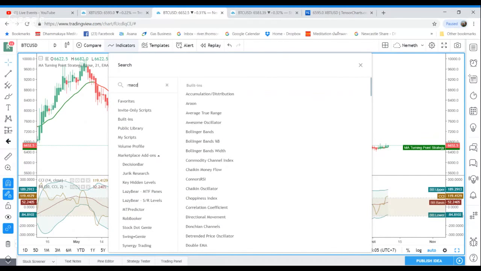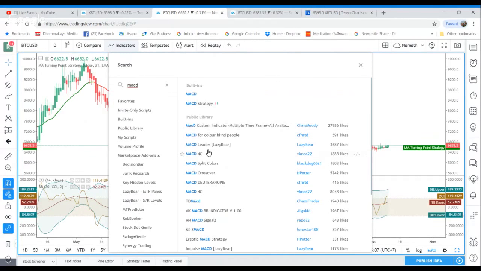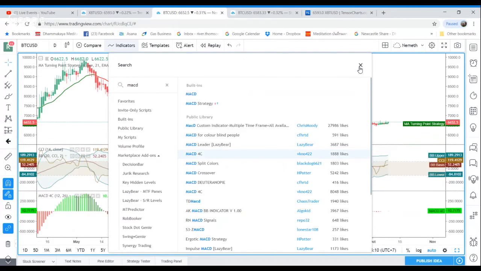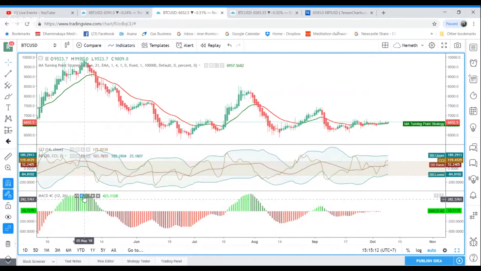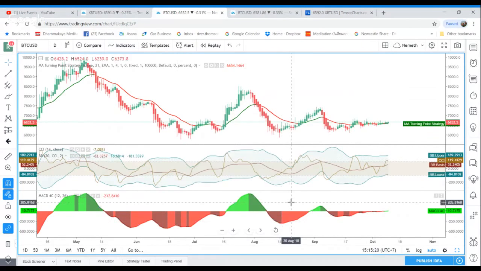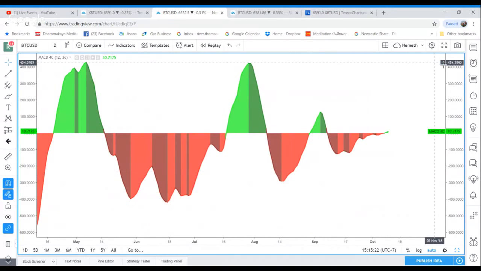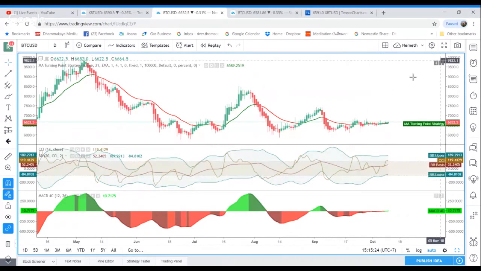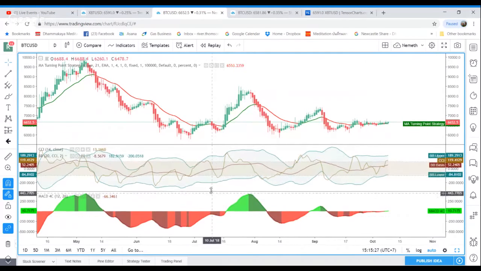I usually use MACD4C. I like it. And I tend to like to just put it on area like that. And I just go along with its color. Okay. I find that just easier.